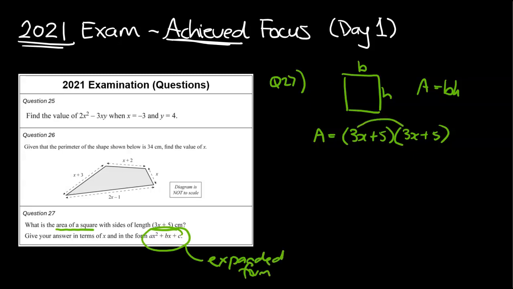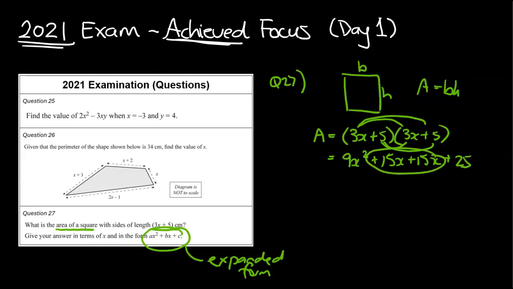So we're now going to expand it. We're going to have 3x times 3x. That's going to be 9x squared. We've then got 3x times 5. That's going to be 15x. I've got the same again over here. There's another 15x. And then finally, 5 times 5 will be 25.